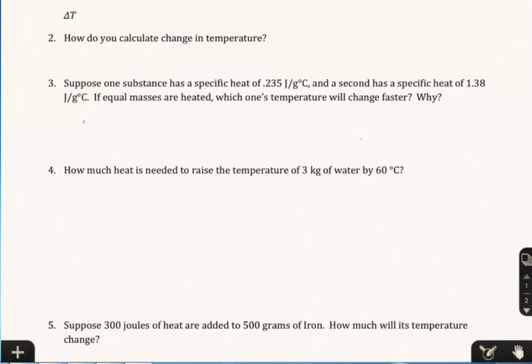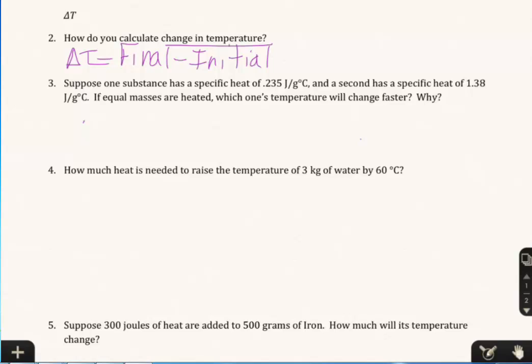Number two, change in temperature. Always, okay, remember the symbol for that is delta T. Remember that change is final minus initial. Okay, so final minus initial, ending minus starting. If you subtract in the wrong direction, you'll end up with a positive when you should have got a negative, or a negative when you got a positive. If it cools down, that's a negative change. If it heats up, that's a positive change.